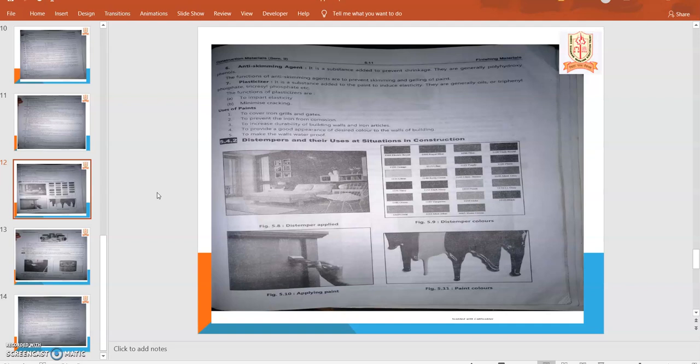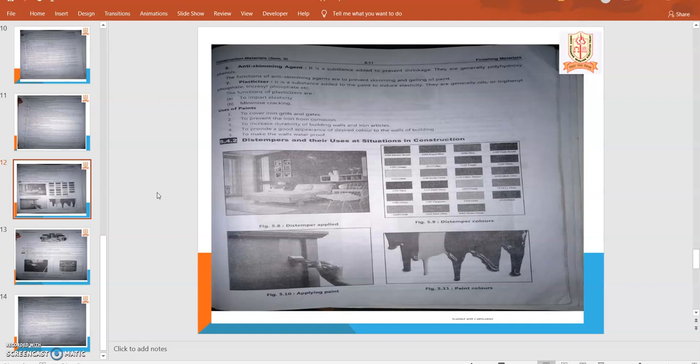Then anti-skinning agents, it is a substance added to prevent the shrinkage. They are generally polyhydroxyl phenol. The function of the anti-skinning agent is to prevent the skinning and gelling of the paints.